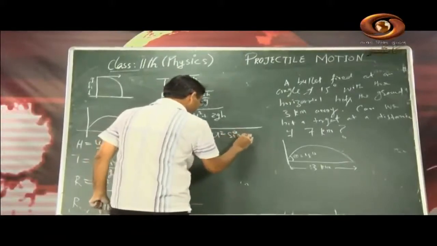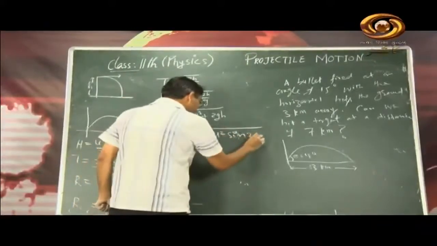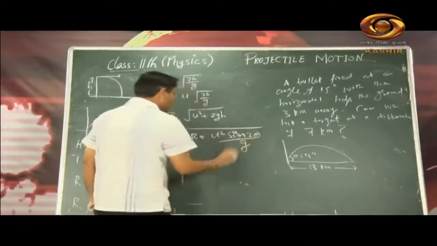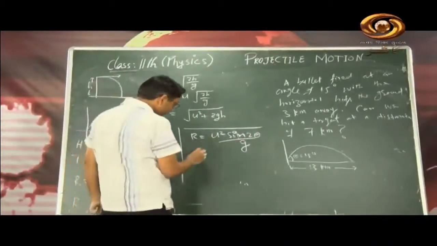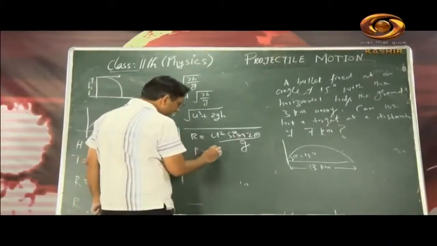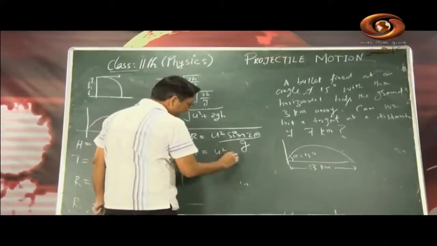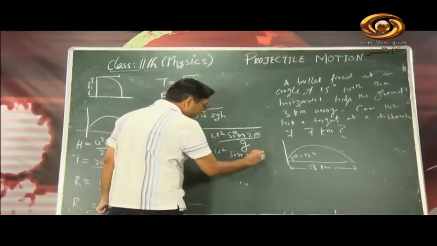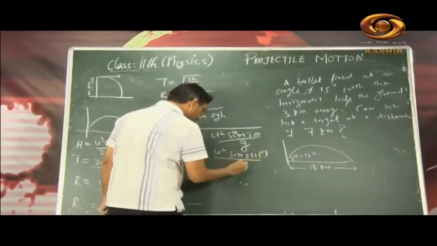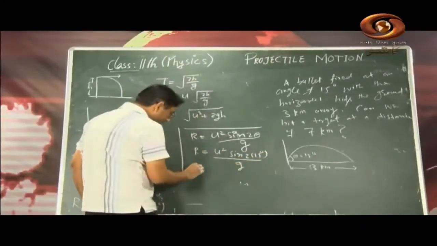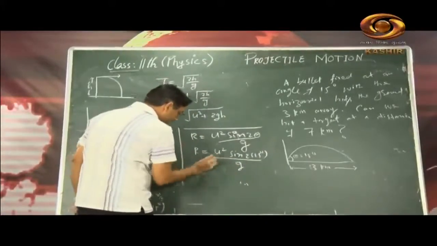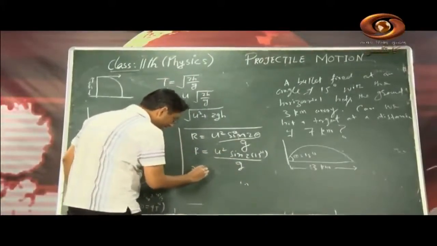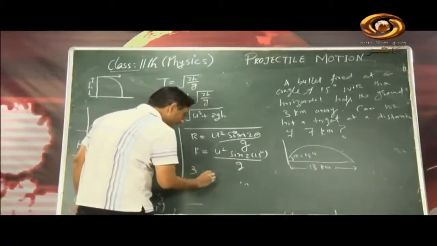Sorry, R = u² sin 2θ divided by g. This is the range. Okay, with this formula we know, fine. So now R is equal to u² sin 2θ, where θ is 15 degrees, divided by g. Let's calculate the range. The range is given there: 3 kilometers. Let's keep it in 3 kilometers as well.